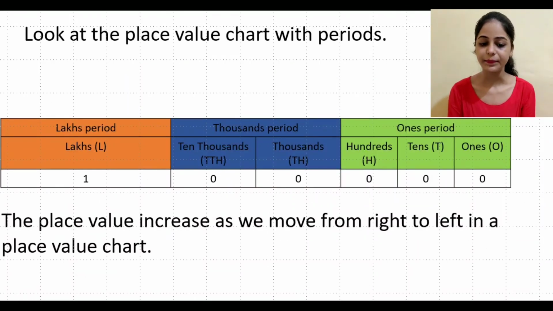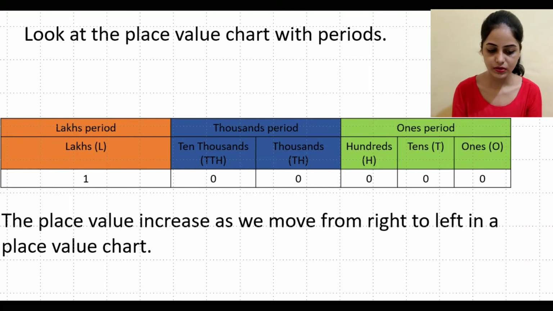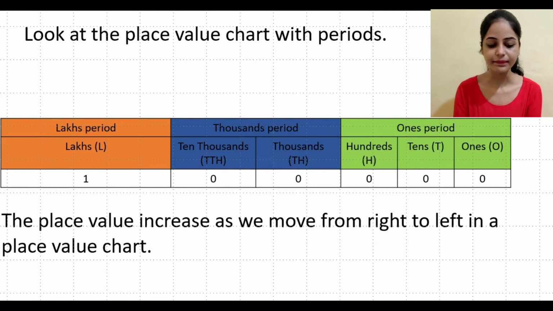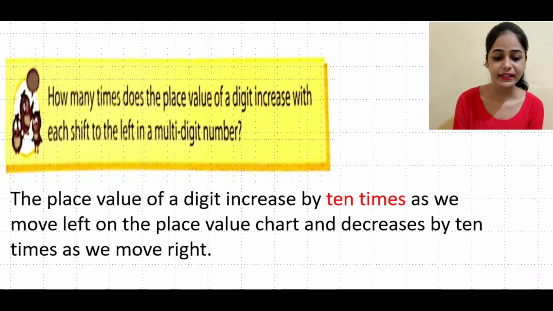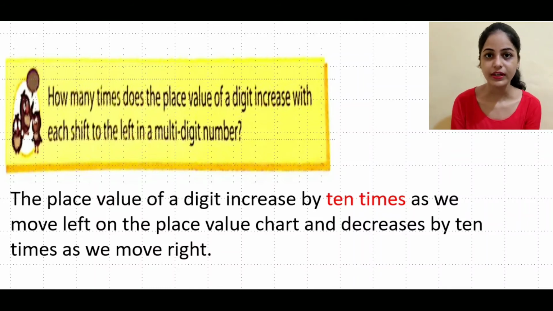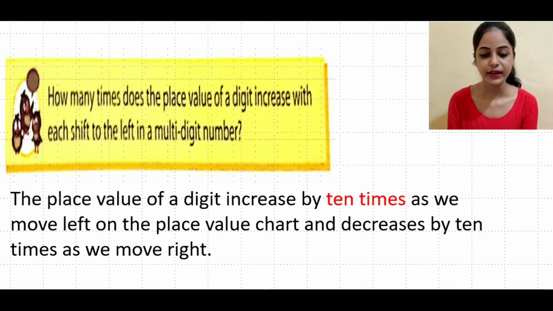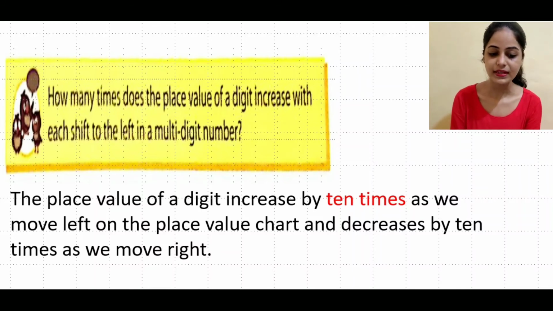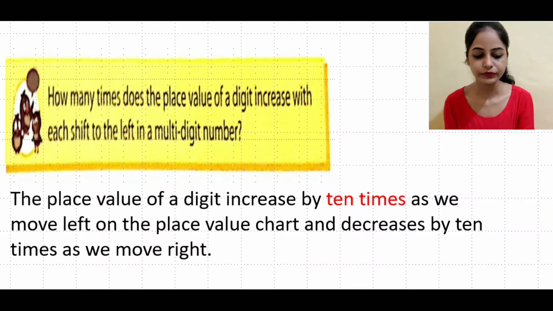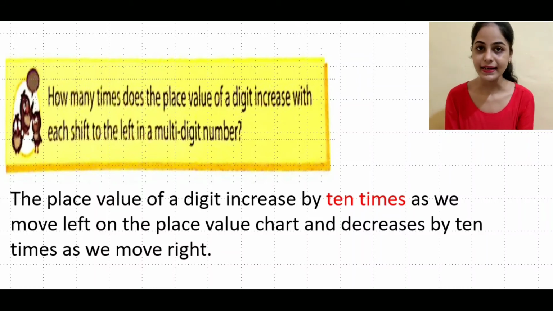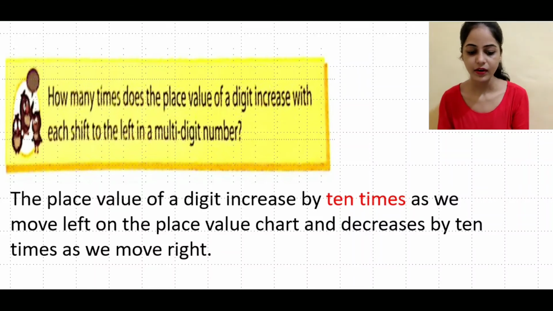Now look at the place value chart with periods. Lakh period, thousand period and ones period. So the place value increases as we move from right to left in a place value chart. Do you know how many times the place value of a digit increases with each shift to the left in a multi-digit number? The place value of a digit increases by 10 times. That means we have to multiply by 10 as we move left on the place value chart, and decrease by 10 times as we move to the right side of the place value chart.